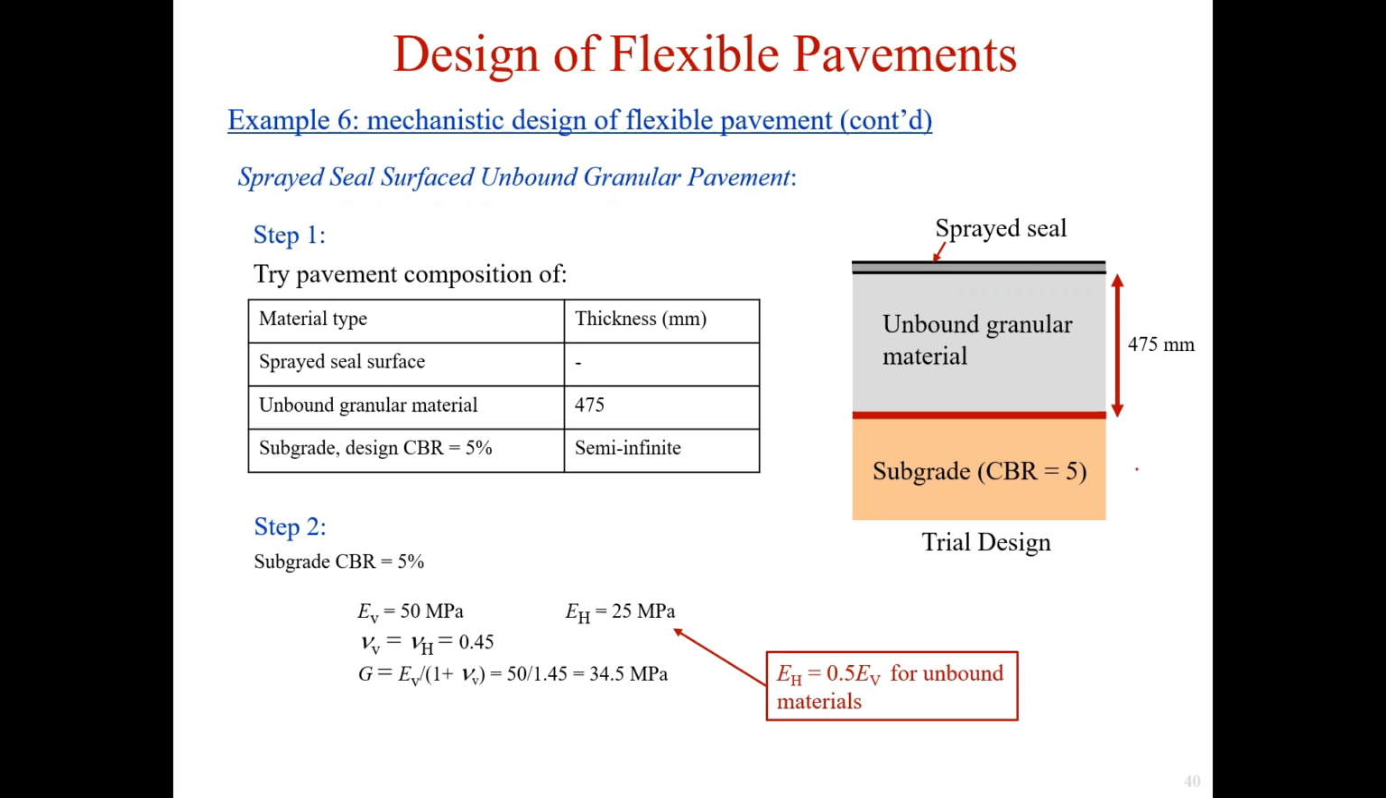Step 2 is to calculate subgrade properties. When CBR equals 5%, EV equals 50 megapascal. As EH equals half EV for unbound materials, EH equals 25 megapascal. Mu V equals mu H equals 0.45. So shear modulus G can be calculated as EV divided by 2 times (1 plus mu V), and we get a value of 34.5 megapascal.